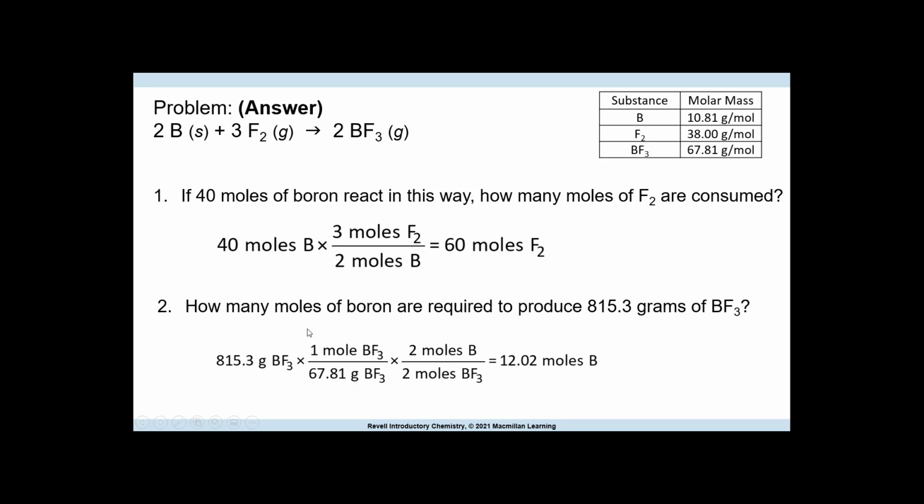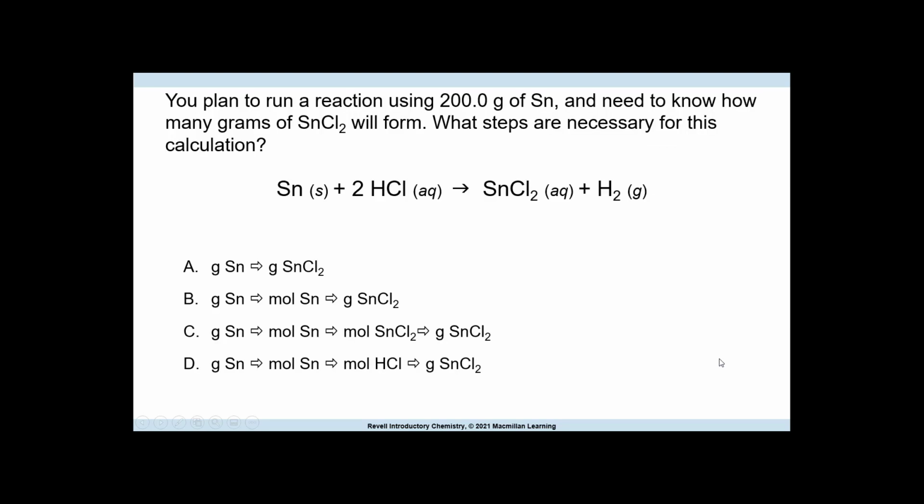How many moles of boron are required to produce 850.3 grams of boron trifluoride? So we use this and work backwards in a sense. We have 850.3 grams of boron trifluoride, the molar mass for that, and then the mole ratio. And this answer has to be in moles of boron. So we have 2 moles of boron trifluoride, 2 moles of boron, which technically cancel out. And it is 12.02 moles of boron, and that is 4 sig figs.